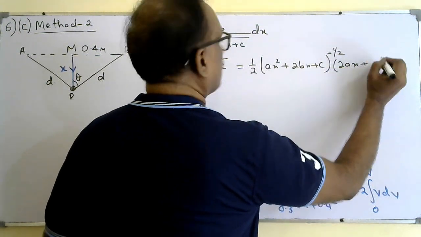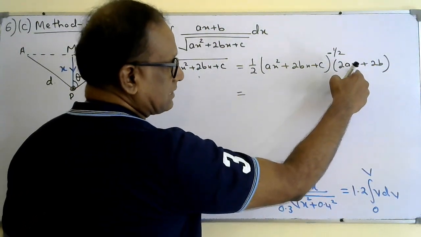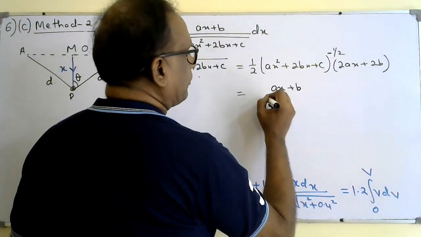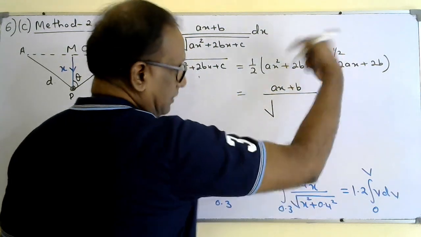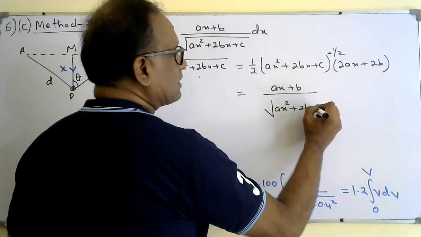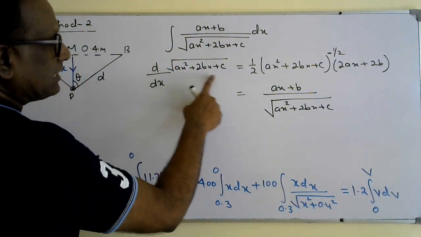2ax plus 2b. Okay, so half into 2ax will be ax, half into 2b will be b. To the power minus half, you will get ax squared plus 2bx plus c. Okay, that means if you differentiate this, you will get this.